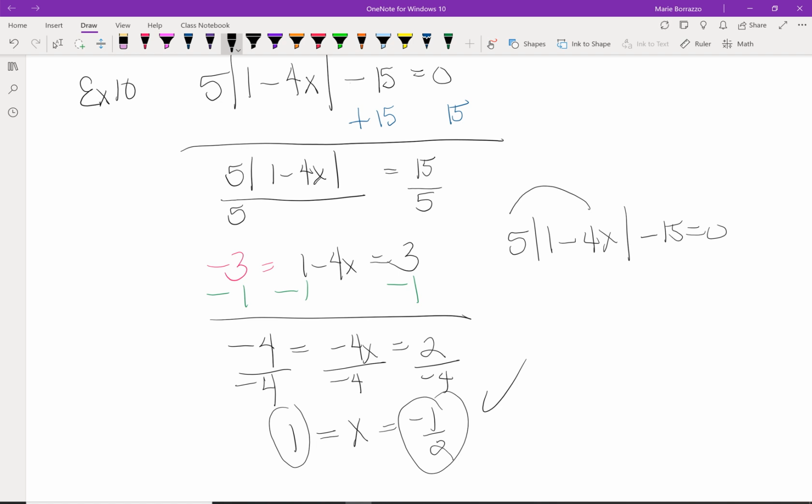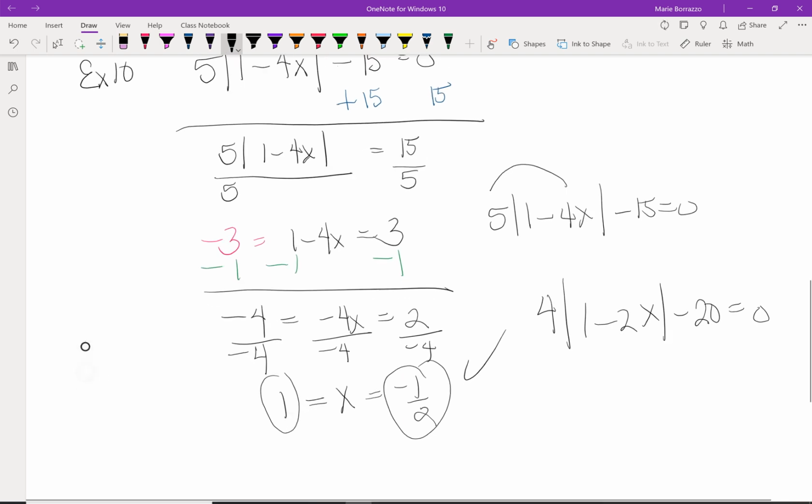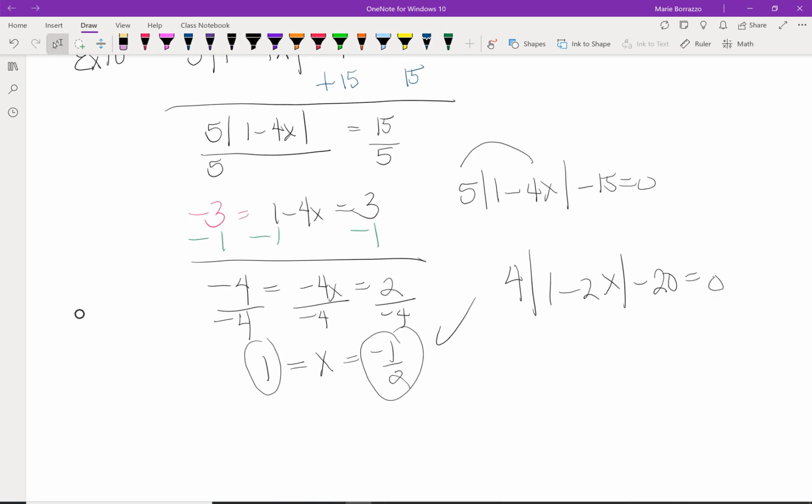All right. If you've mastered that, let's try this question. Let's do 4 times the absolute value of 1 minus 2x, minus 20, equal to 0. Okay, go ahead and do that question, and I'm going to give you the solutions here. My solutions are negative 2 and positive 3. Awesome.